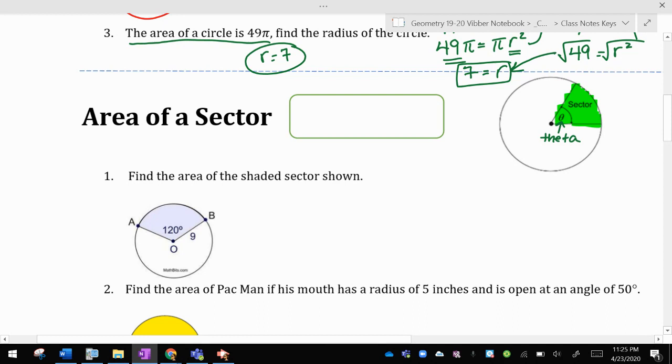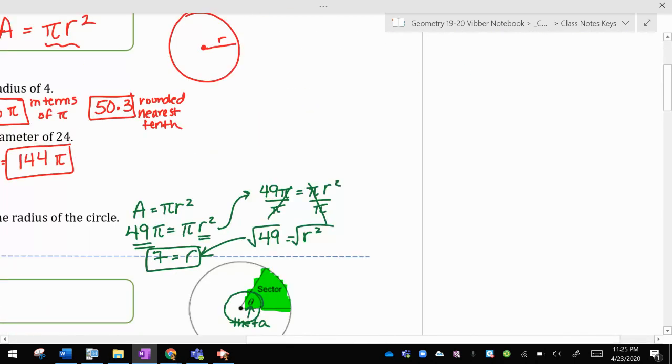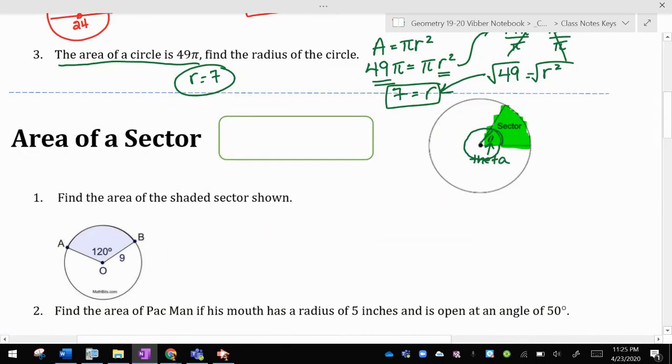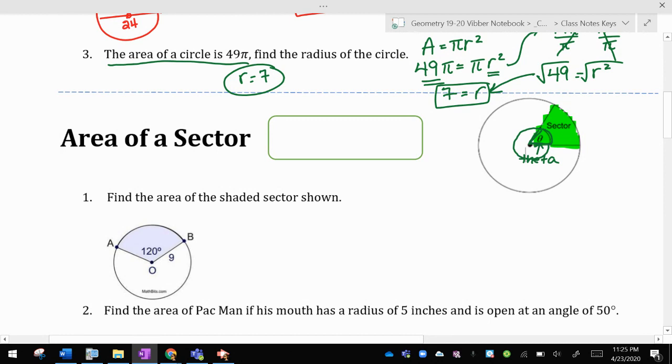Well, this is the theta section based on all the way around, and the number of degrees all the way around is 360. And that's theta's worth of 360. So if I want the area of a sector, I'm still going to have pi r squared like I used to have, but I don't want the entire area.